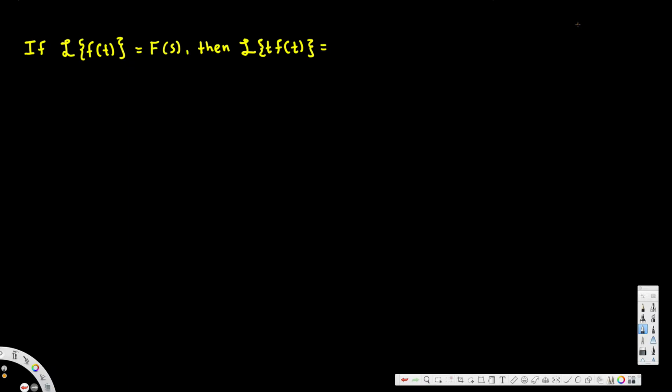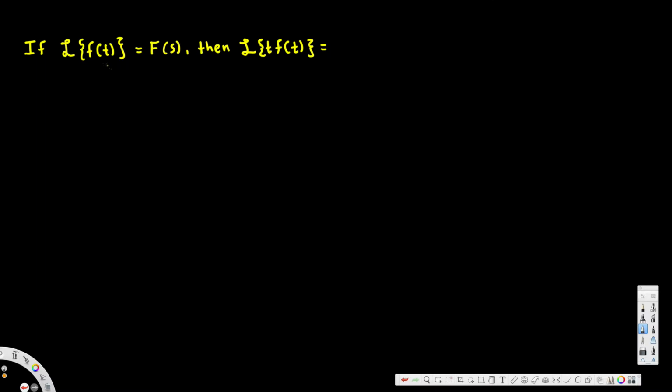In this video we are going to see how to find out the Laplace of t f of t, and we know that Laplace of f of t is equal to F of s. Also, if you watched my previous video, we mentioned that when we have two functions together we cannot do the Laplace transform, but for this one we can do something.